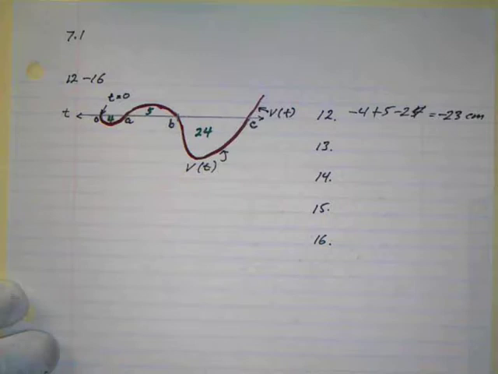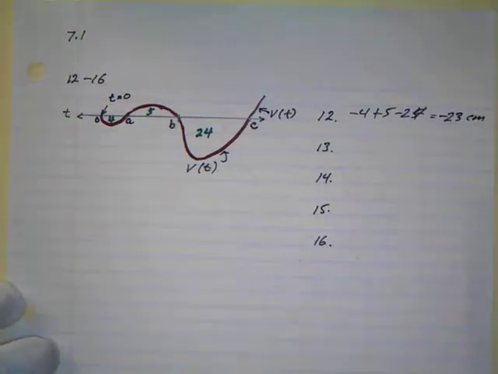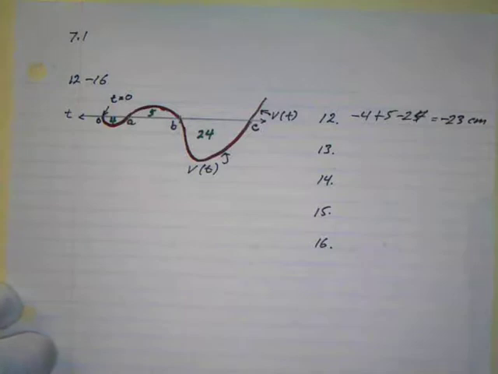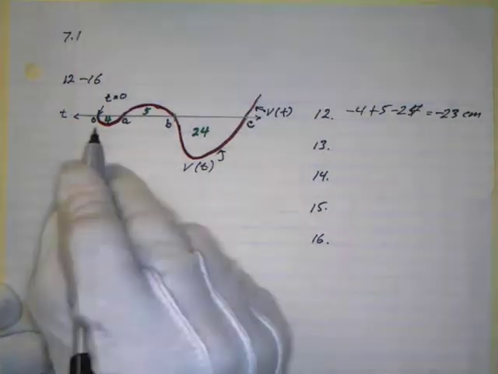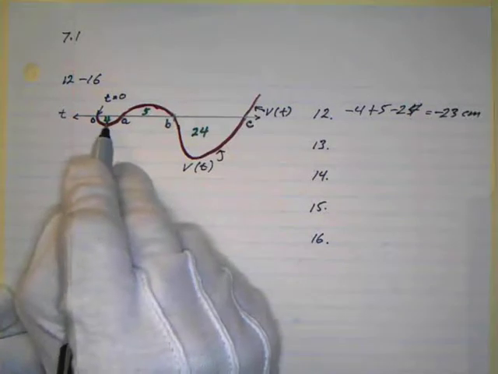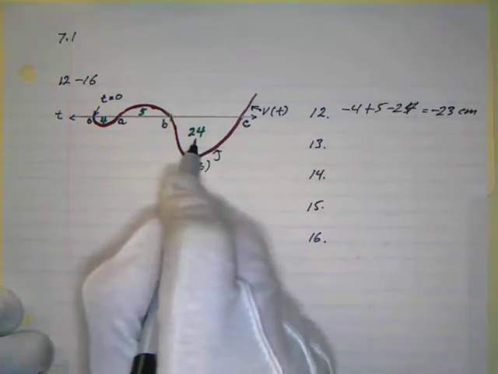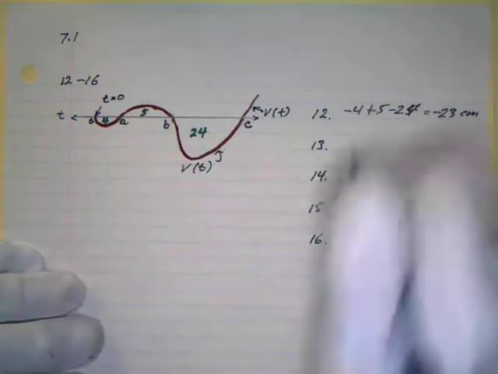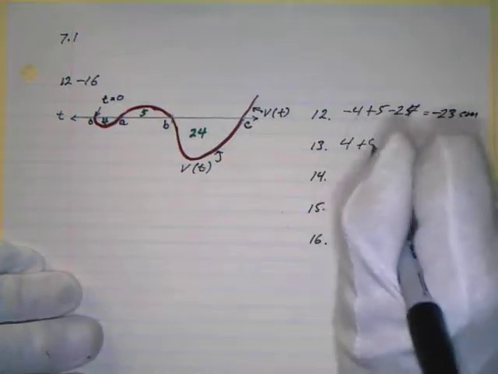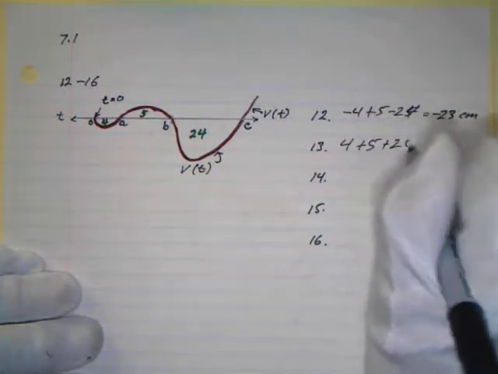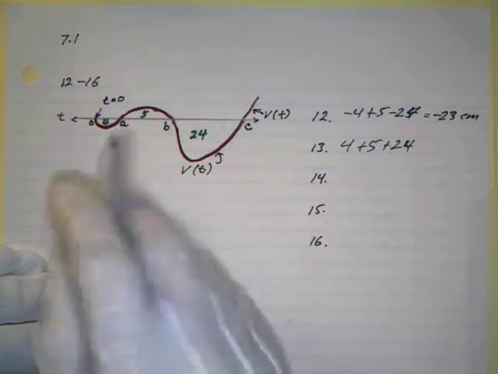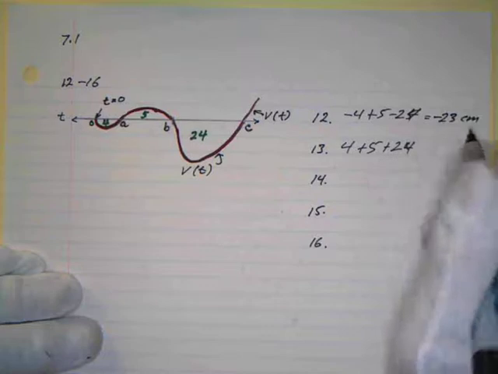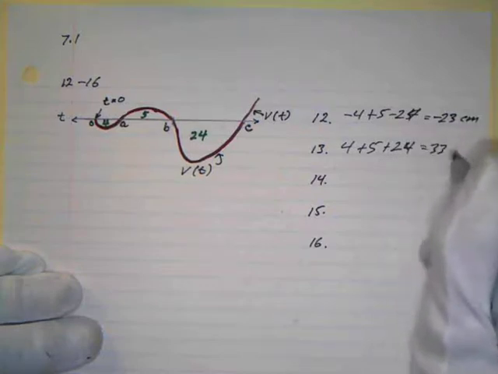Number 13, what's the total distance traveled by the particle in the same time period? So the distance traveled. So we're going to go to the left 4, to the right 5, to the left 24. So we just take the absolute value. So that would be just positive 4 plus 5 plus 24. So we're taking the absolute value of those distances, because whether I'm going left or right, it doesn't matter. That's distance traveled. So that ends up equaling 33 centimeters.